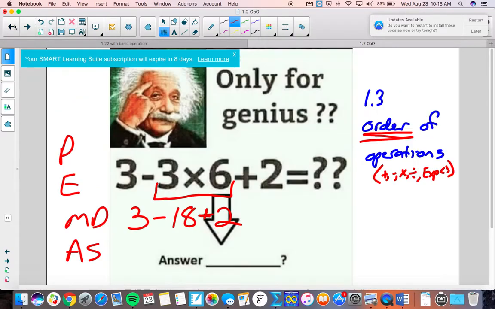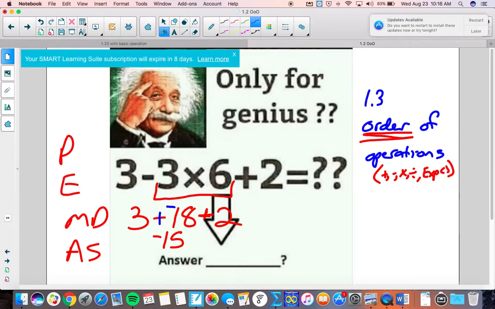So as I read left to right here, I need to do 3 minus 18 first. 3 minus 18 is negative 15. Again, if you're going to try that keep, switch, flip, or add the opposite method here, I have 3. Keep the 3, switch this subtraction to addition, and flip the positive 18 to a negative 18.